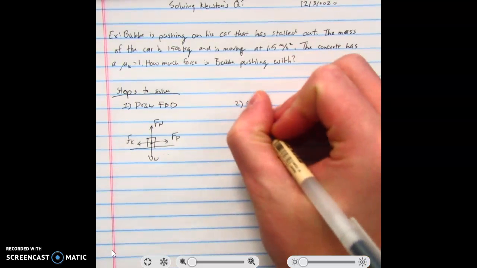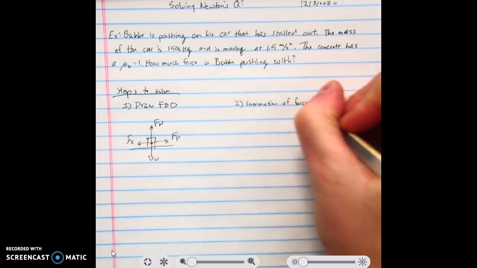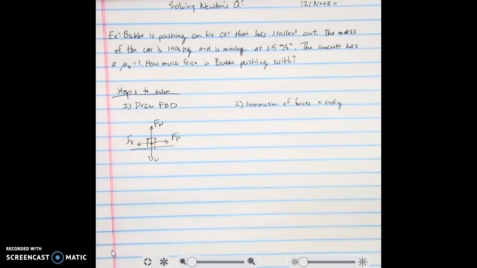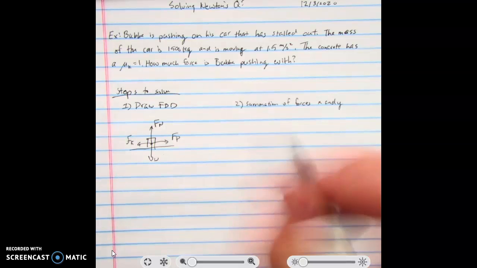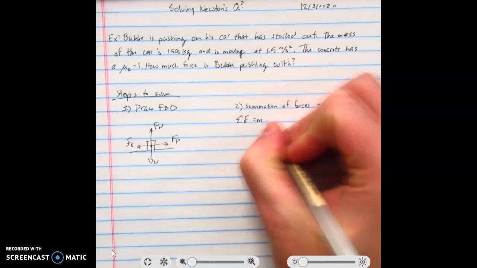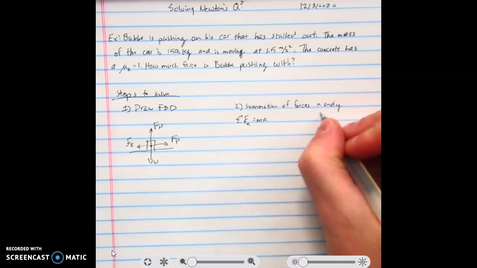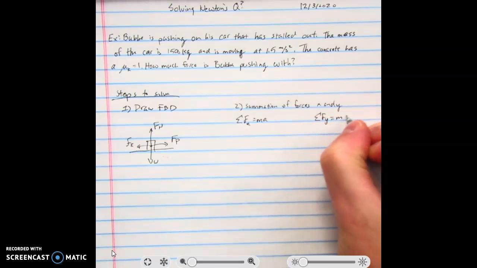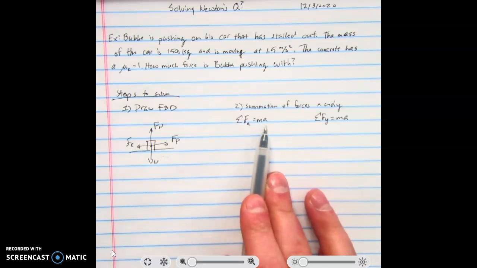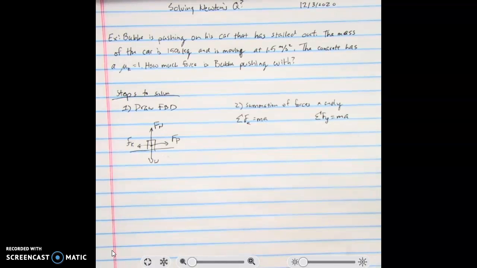Step 2 is your summation of forces X and Y. So we're going to look at all the summation of forces in the X and Y axis. What this all really is using is Newton's second law, summation of forces equals ma. We're going to use this equation, but we're going to use it once for the X, so summation of forces in the X, and summation of forces in the Y. So all the forces acting in the X-axis equals the mass times the acceleration in the X. All the forces acting in the Y equals mass times the acceleration in the Y. So these are acceleration X, acceleration Y.